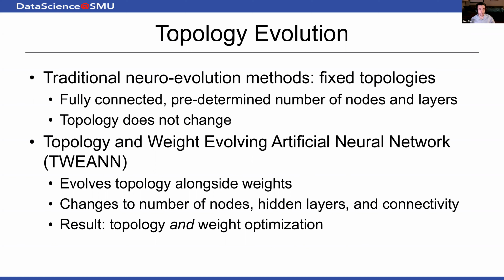Where traditional neuroevolution methods use fixed topologies that are fully connected and do not change with a predetermined number of nodes and layers, topology and weight evolving artificial neural networks, or TWEANNs for short, evolve both the topology and weights and make changes to the number of nodes and hidden layers, as well as the connectivity. This results in a neural network that is optimized with respect to both topology and node weights.